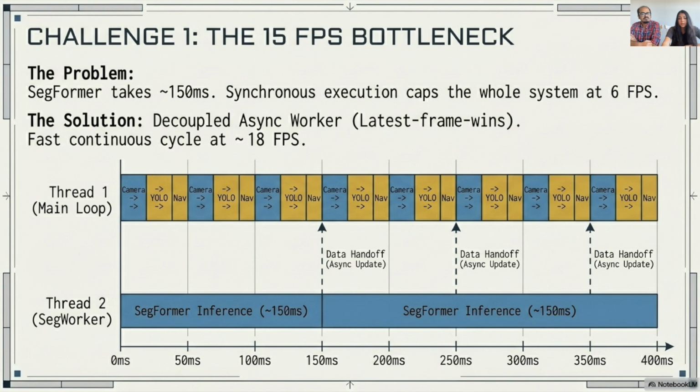The segmentation map is allowed to be 100 to 150 milliseconds stale because the walkable layout of a room changes slowly. The dynamic obstacle channel, YOLO, is the one that has to be fresh. And it is.